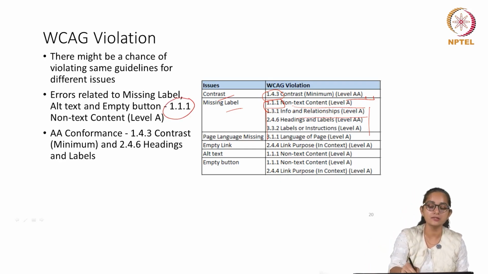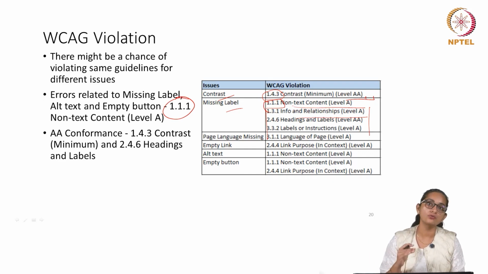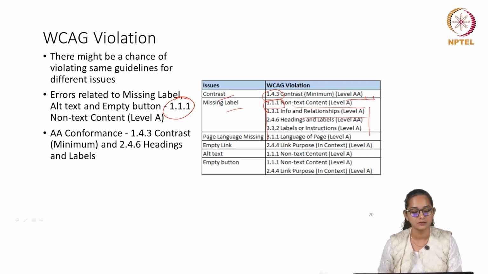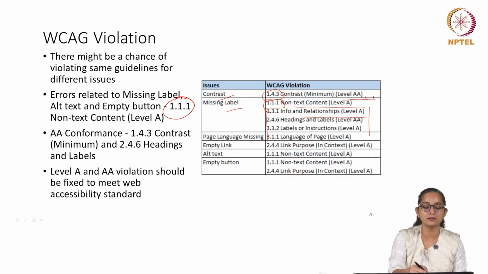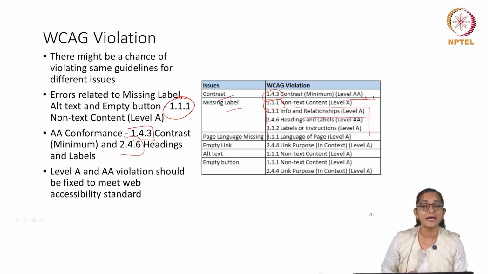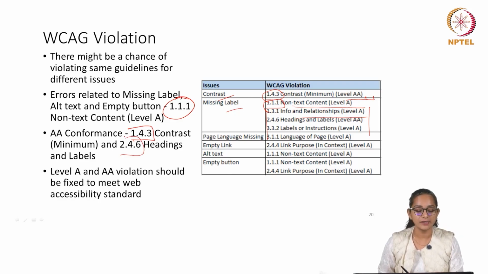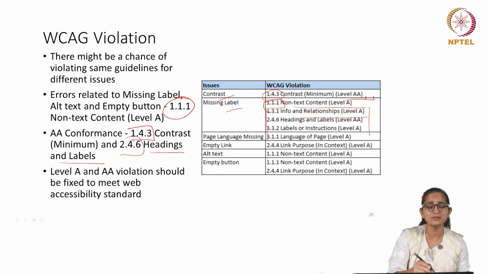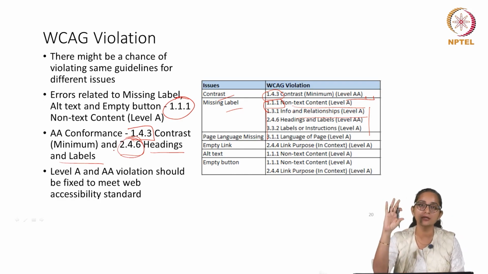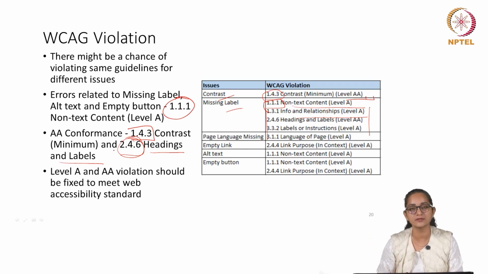Again, for all these numbers, after you see the report, you have to have some knowledge of where to go, what to find, how to fix it. So you go back to the WCAG library and refer to it, see the techniques for how to fix it, and then fix it. Similarly, AA conformance: 1.4.3 contrast, 2.4.6 headings and labels, level A. So headings and labels, when you see this criterion, for example, it is not just that visually they should have a bigger font or thicker font or color differences, etc.